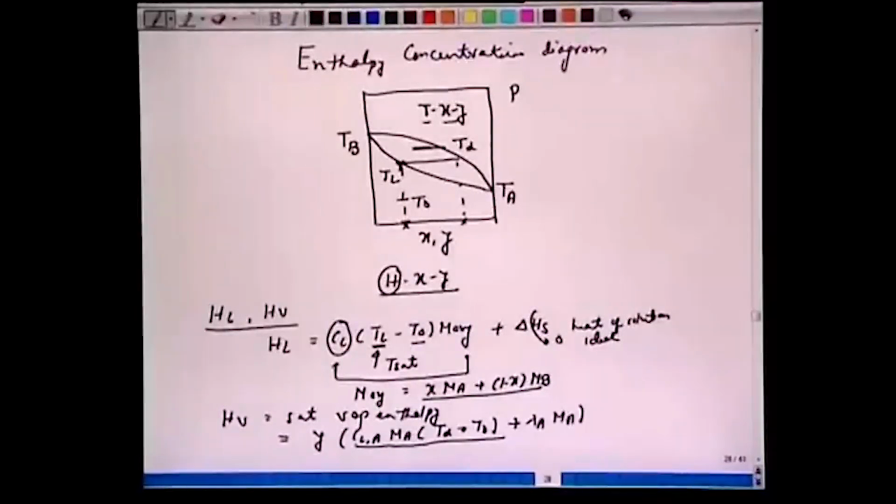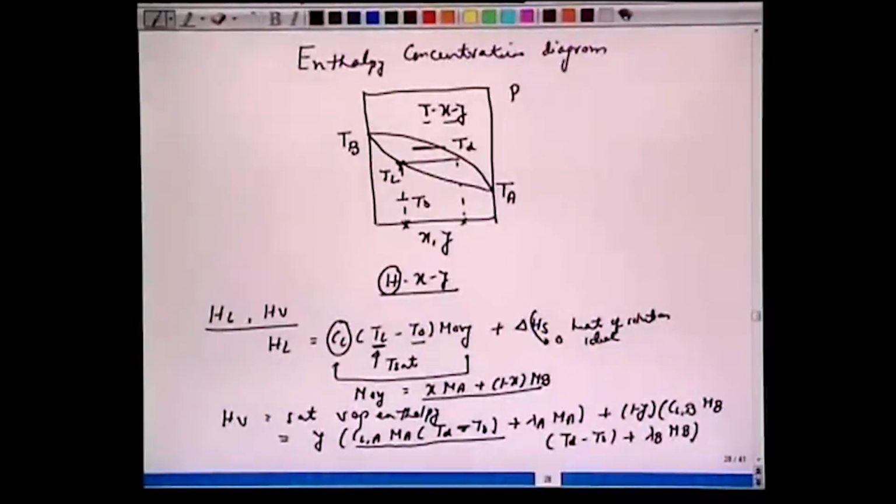All it means is we have taken this pure component A, we have heated it till Td, and the liquid gets vaporized, so lambda A times MA, and then it is getting mixed with component B. So we have (1 minus Y) times CLB, with molecular weight MB, multiplied by the temperature, so we have (Td minus T0), plus lambda B times MB.